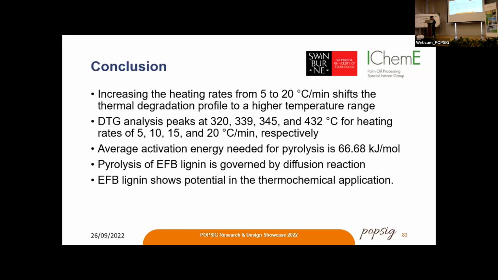For the conclusion, increasing heating rates from 5 to 20 degrees Celsius shifts the thermal degradation profile to a higher temperature range. The DTG analysis peaks at 320, 359, 345, and 452 degrees Celsius for the different heating rates. This means that at these temperatures, the thermal degradation is at its highest. The average activation energy needed for pyrolysis is 66.68 kilojoule per mole. The pyrolysis of EFP lignin is governed by diffusion reaction, and the EFP lignin shows potential in thermochemical applications.